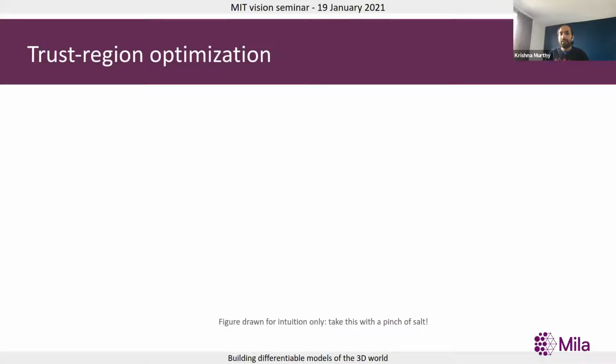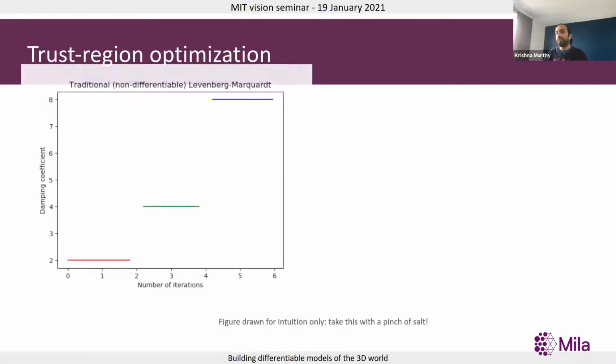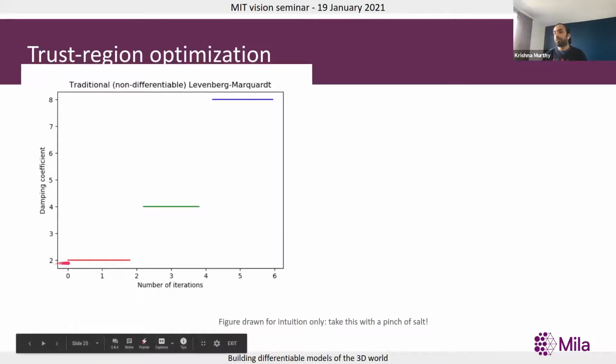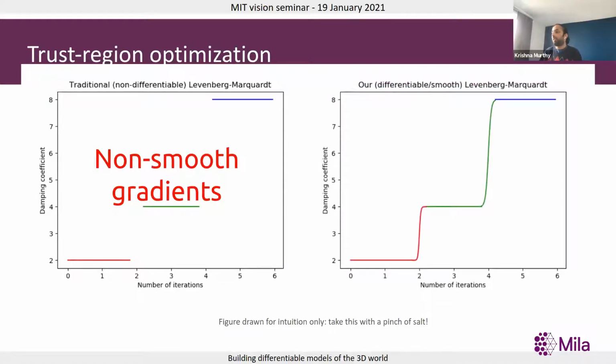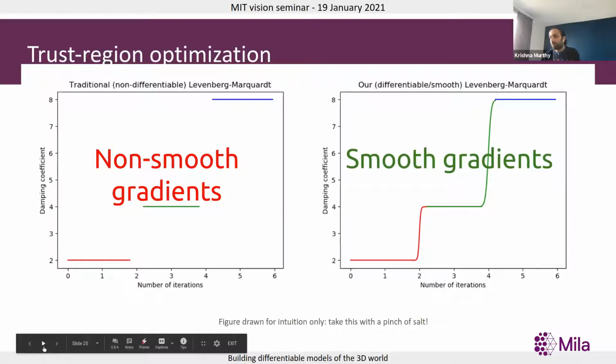I'll not go through the equations, but the key thing is the damping coefficient sequence. If you look at this, it's not differentiable. In all these parts the function is constant, so you don't get a gradient. And then at the transition point, the function has different left and right values, so it's not continuous. But with GradLM, you get gradients at least in this smooth sigmoid style region.